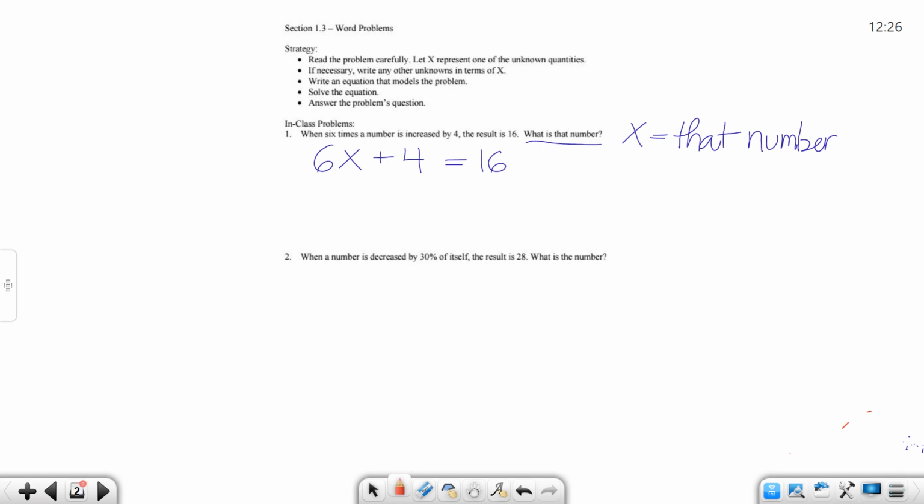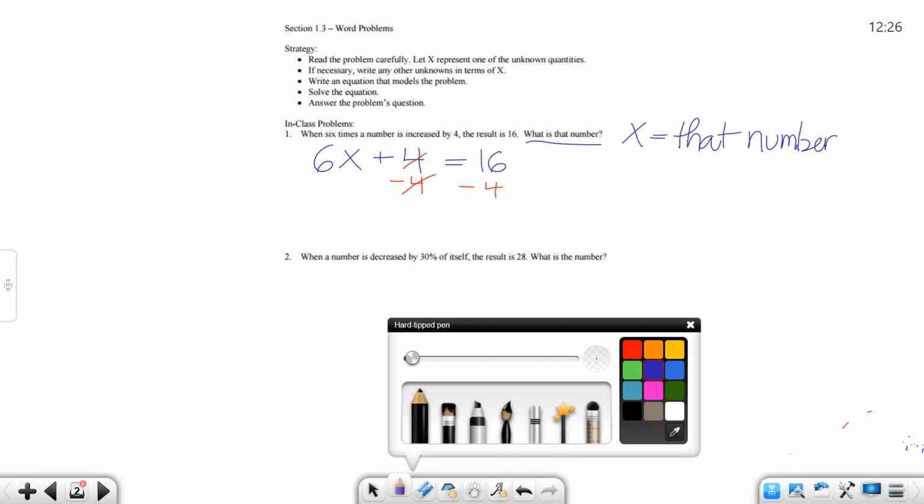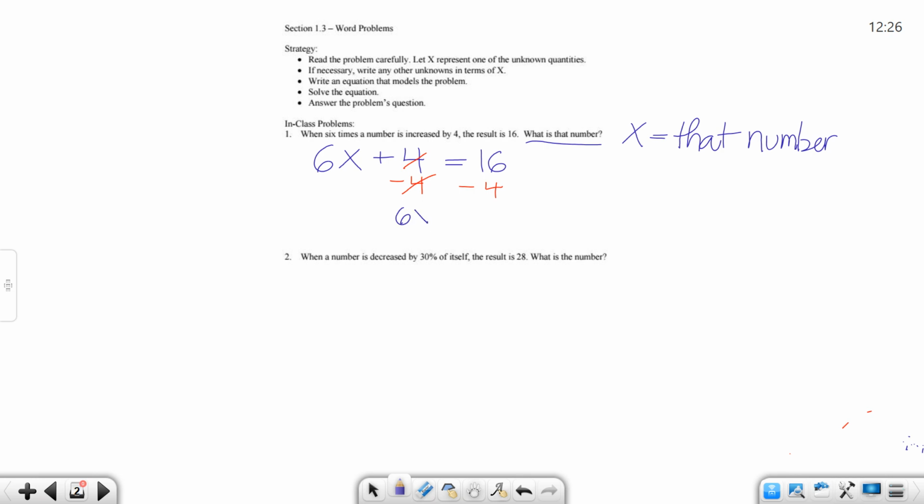Okay, so to solve this equation out, I'm going to subtract 4 from both sides. So 6x would equal 12. I'll divide both sides by 6, and x would equal 2. And that's how that one works.